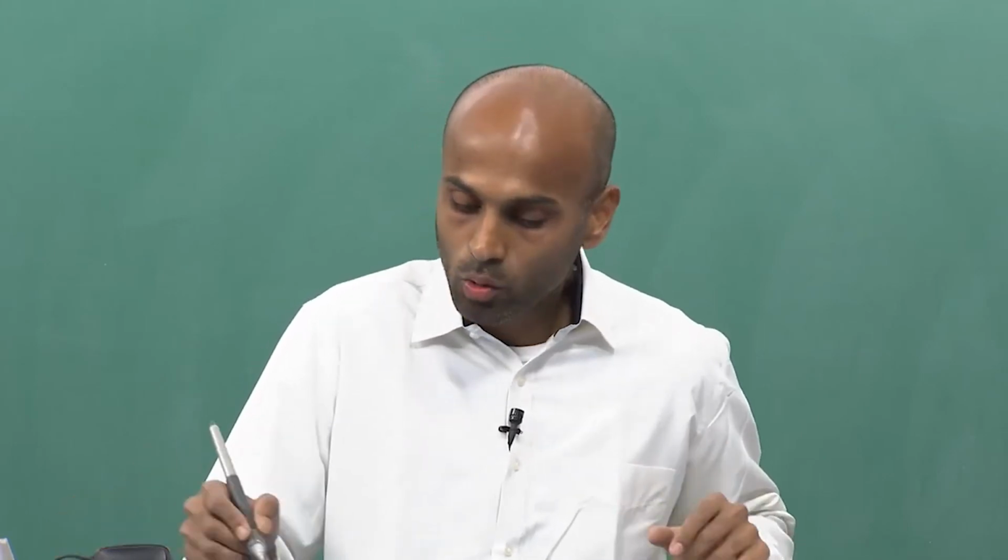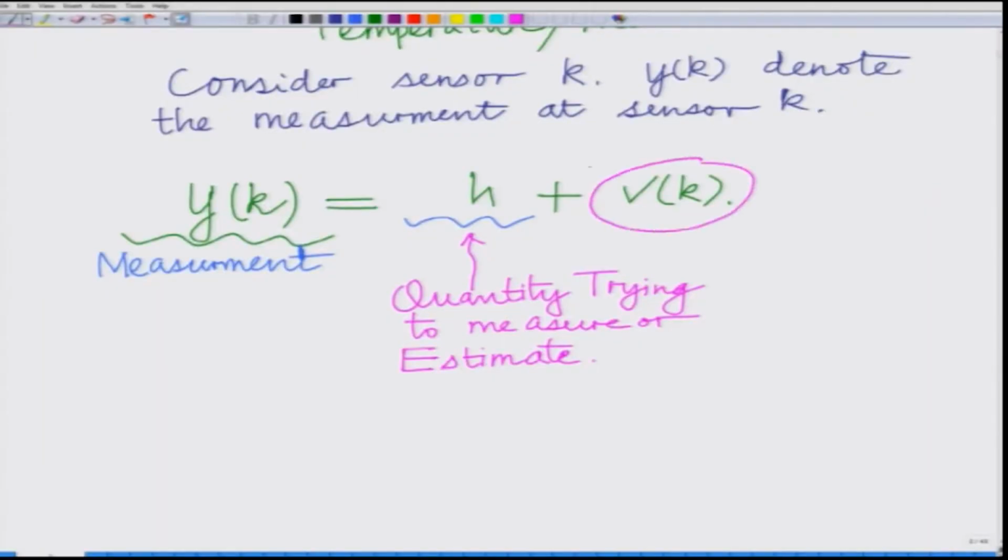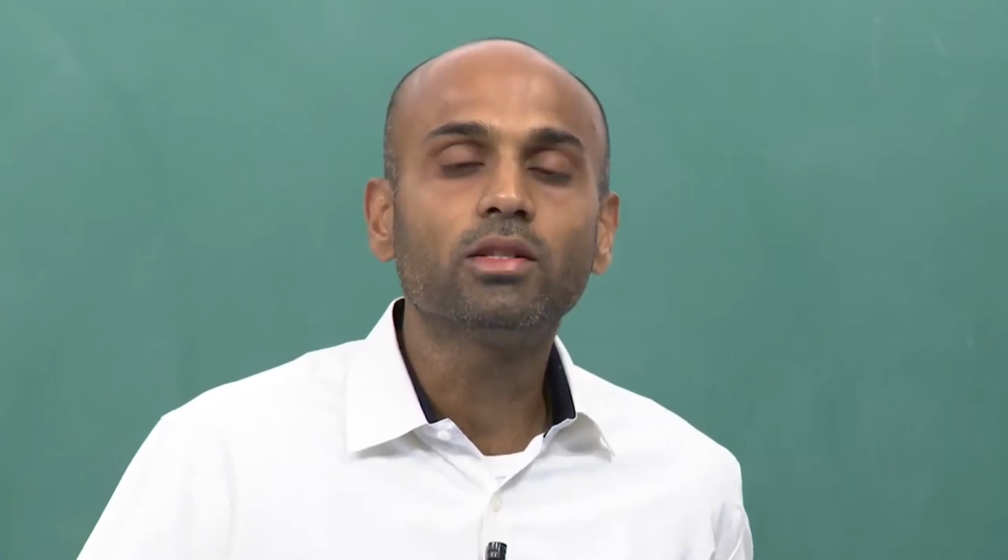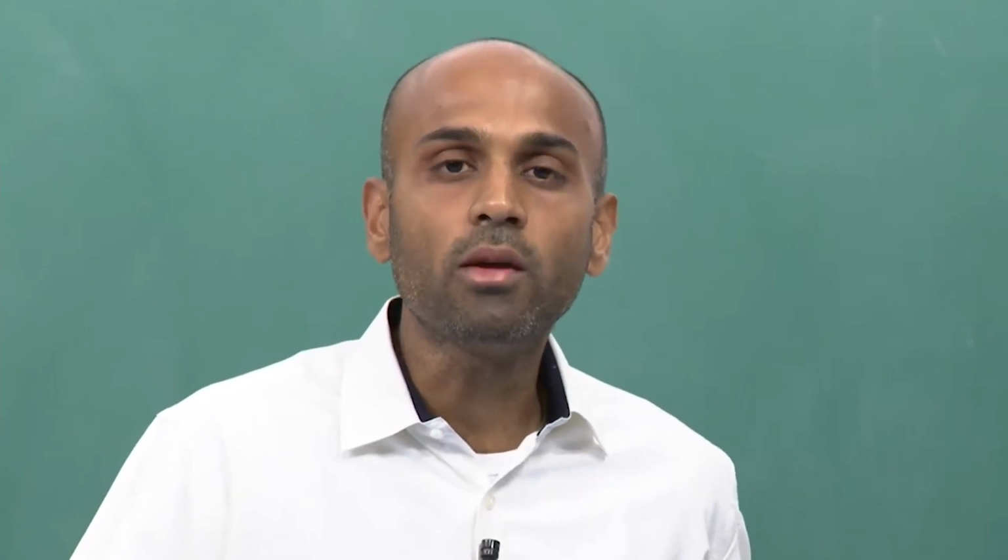Okay. And this quantity Vk is another important aspect which has to be explained. This is the noise in the measurement. This is the measurement noise. Because none of the measuring instruments are infinitely precise, even for the same quantity, if we measure it several times, the readings are going to be different because of the noise in the measurement process.